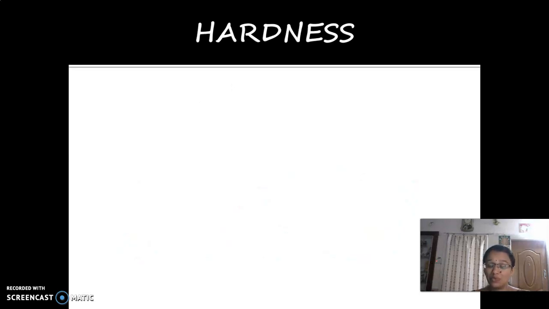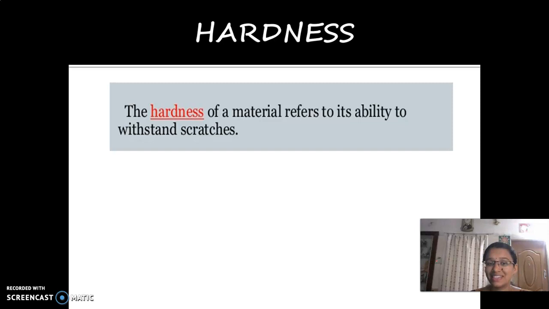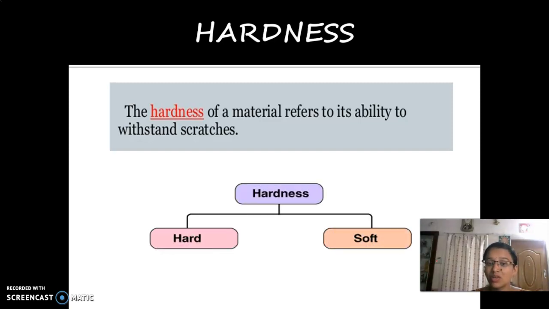What is the next property? That is the hardness of a material. That is the ability to withstand any scratches or anything. Based on this hardness, the materials are classified into two types: hard materials and soft materials.